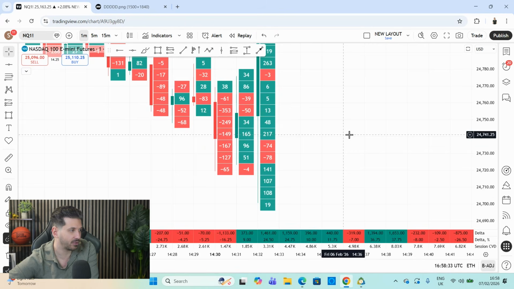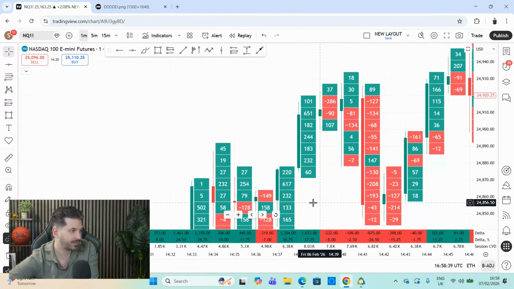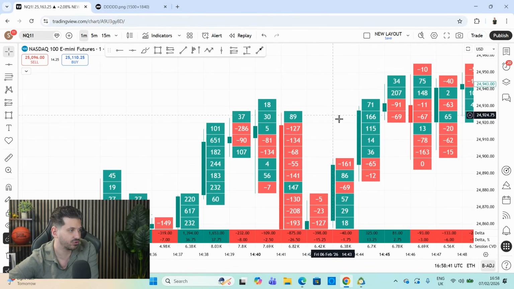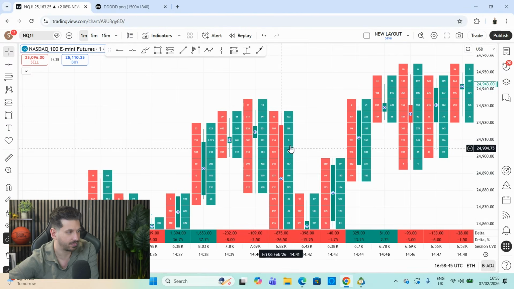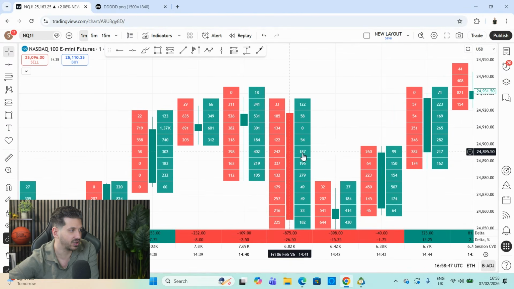So I hope that kind of helped. Look at the footprint, the delta footprint, okay? Now, the delta footprint doesn't really show you the true volume, right? You want to see the bid and ask for that, buy and sell, right? Because then you can actually see the volume.